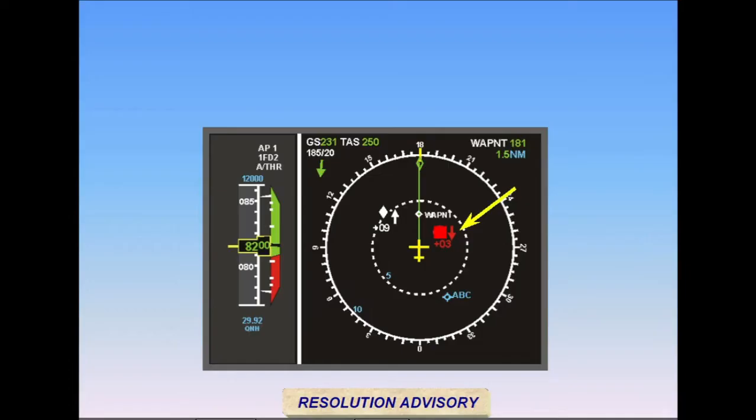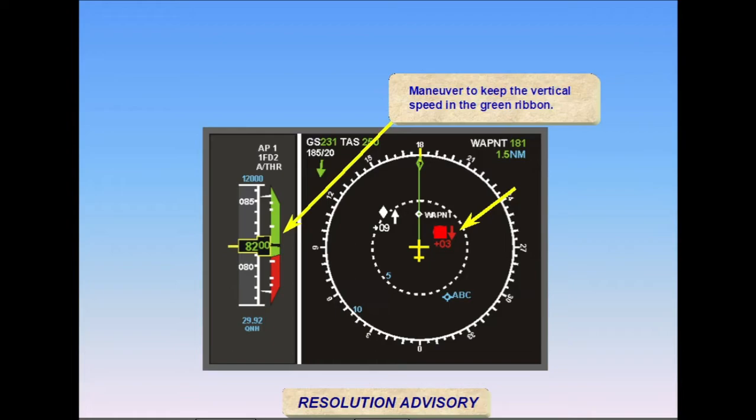Vertical guidance commands are presented on the vertical speed tape in the primary flight display. The pilot must maneuver to avoid the prohibited red portion of the tape and remain in the green area of the vertical speed tape. In this example, your aircraft has safe separation at the present vertical speed and altitude. The preventive advisory calls for monitoring vertical speed to avoid the red prohibited area of the tape.